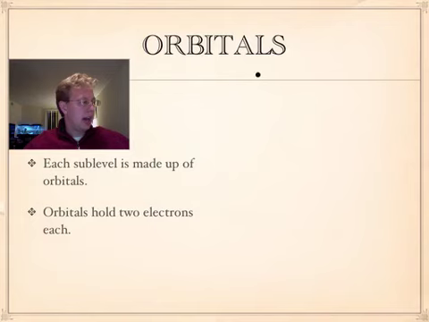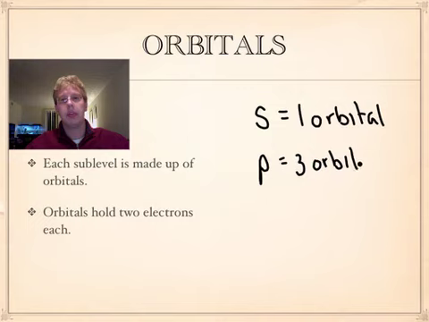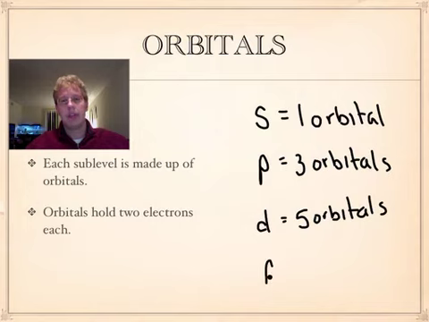So if we were to look at an s sublevel, it has 1 orbital. Okay. A p sublevel has 3 orbitals. A d sublevel has 5 orbitals. And an f sublevel has 7 orbitals.